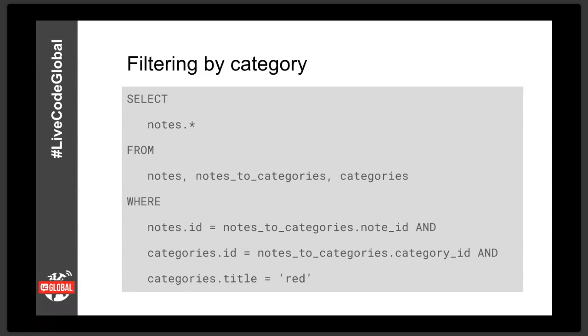Now, a little bit more complicated is we want to filter by category. That is, we want to find all the notes that belong to category red. So this time, instead of just operating on two tables, we're operating on all three tables: notes, notes_to_categories, and categories. And we want to fetch notes.star. Now .star means it returns everything from the notes table. So like we did before, we can use the dot suffix to fetch particular fields from the given table. So this time we do something similar. We want to match the note ID to the notes_to_categories note ID, the category ID to the notes_to_categories category ID. We want to match the category title to red.